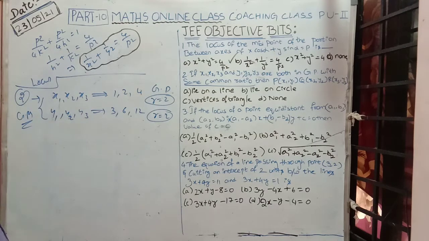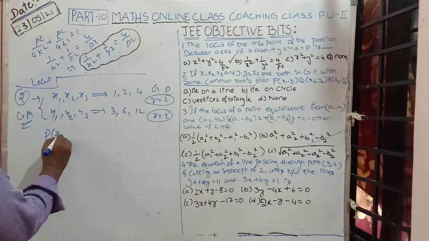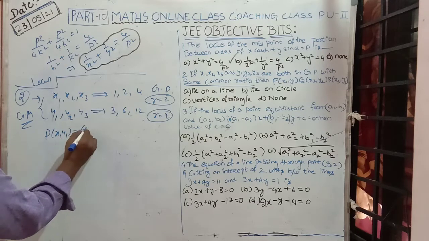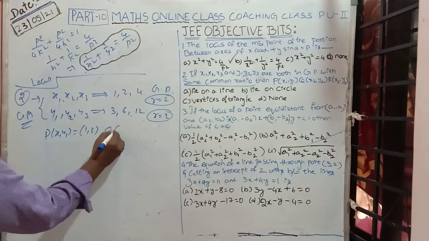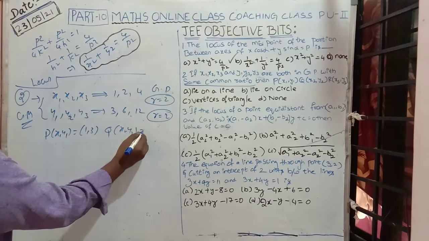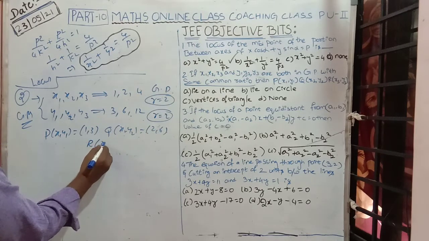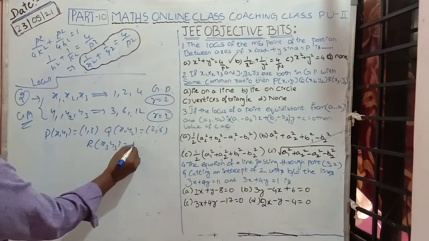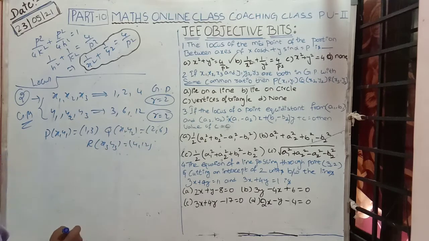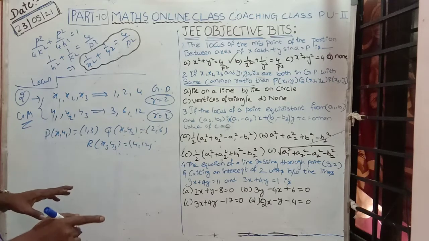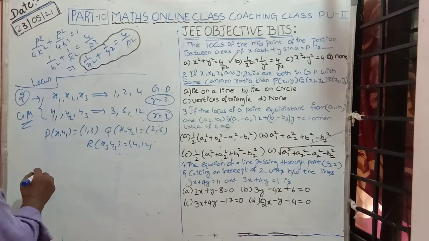But what we are asked is about P, Q and R. P is (x1, y1), that is (1, 3). Q is (x2, y2), that is (2, 6). R is (x3, y3), that is (4, 12). What about (1, 3), (2, 6), (4, 12)?